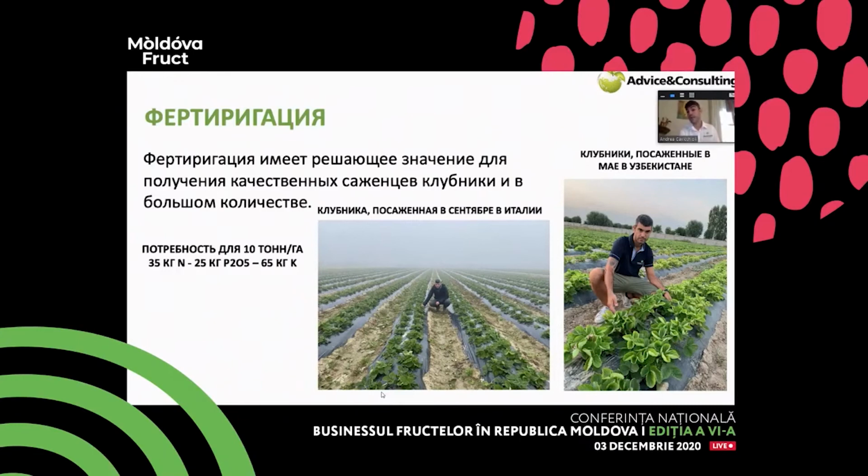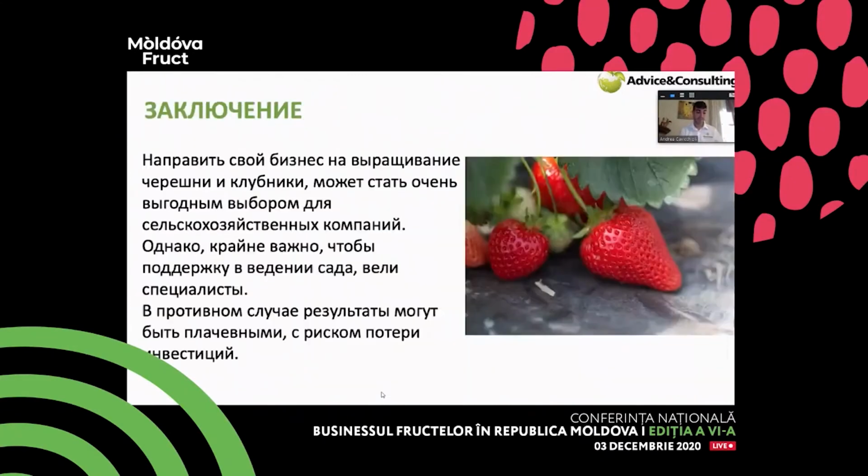Here the pictures are from Italy. So strawberries that were planted in August. To the left we see a picture from Uzbekistan in a 3-year plantation on 3 hectares, strawberries that were planted in May. So definitely when we have a good basis of a plant that has developed good roots, we manage to achieve good yields.